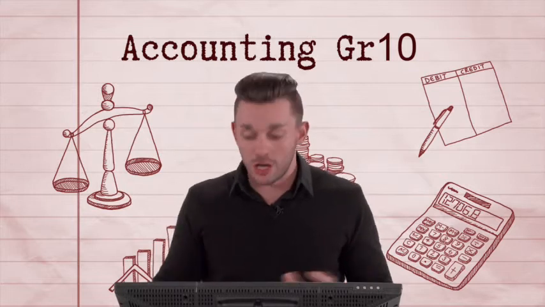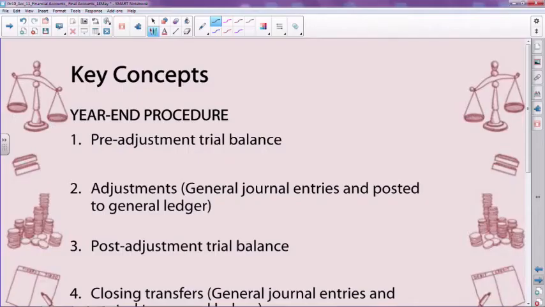Okay guys, let's look at your answer. Your answer should always start at the pre-adjustment trial balance. That is before your adjustments took place. This is all your information throughout the 12 months grouped together in this trial balance, and it will start off as a pre-adjustment.